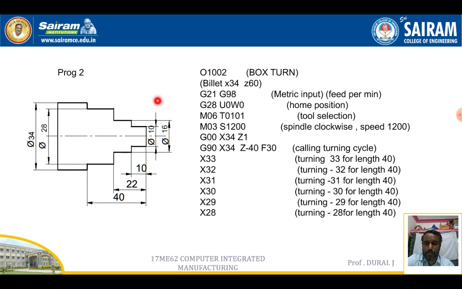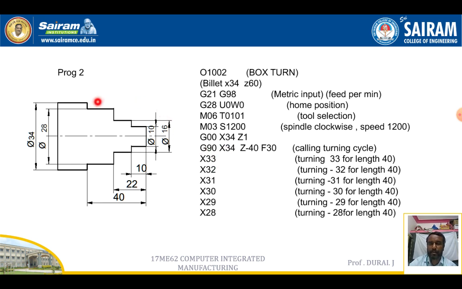So automatically the tool goes to 33 mm, removes the material and comes back to the original position. Like that it moves. So first is the G90 box turning cycle: G90 X34 Z minus 40 F30. Then from the second step onward, the change takes place only in the X dimension, but Z minus 40 remains the same. So here I have to give X33.